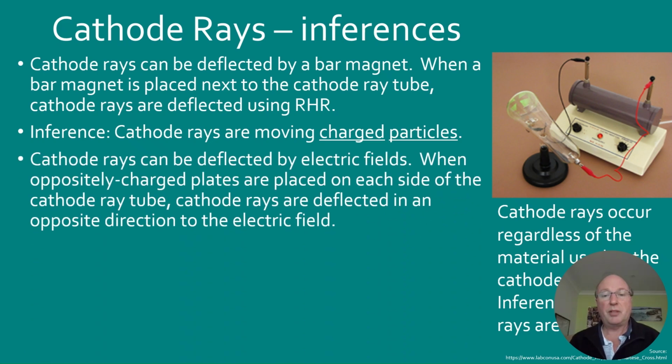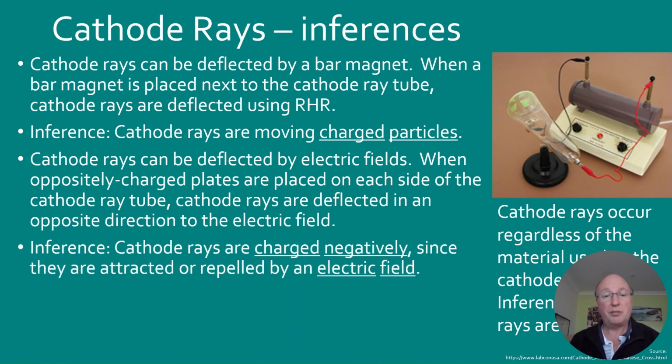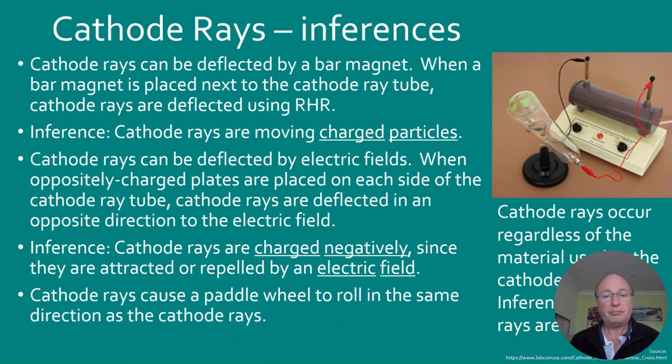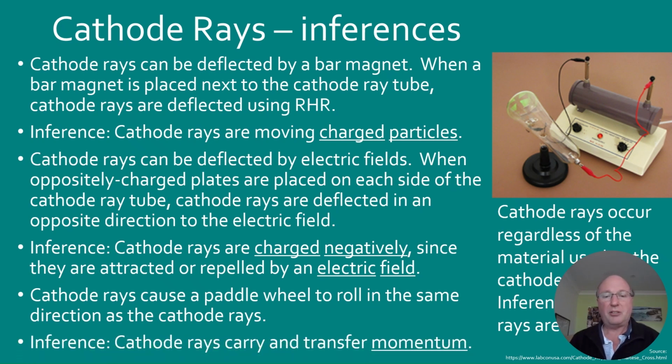And cathode rays can be deflected by electric fields. When oppositely charged plates are placed on each side of the cathode ray tube, cathode rays are deflected in the opposite direction to the electric field. The inference is very clearly that cathode rays are negatively charged, since they are attracted or repelled by an electric field. And cathode rays cause that paddle wheel to roll in the same direction as the cathode rays. And the inference is that cathode rays carry and transfer momentum.